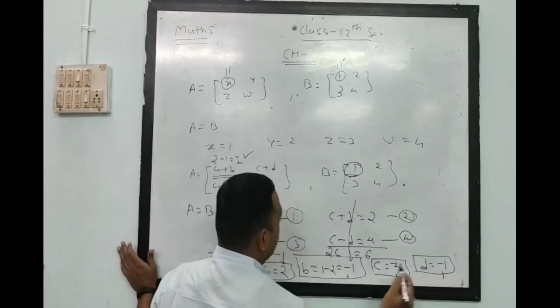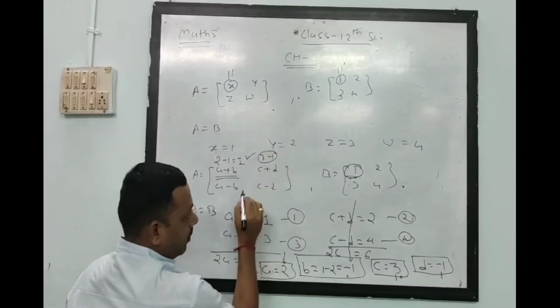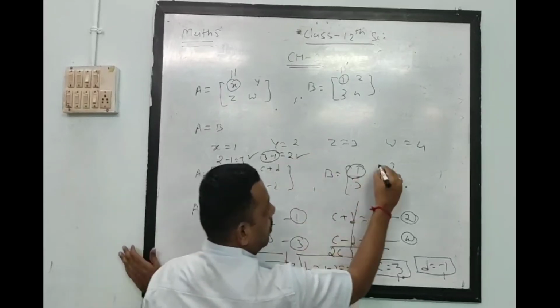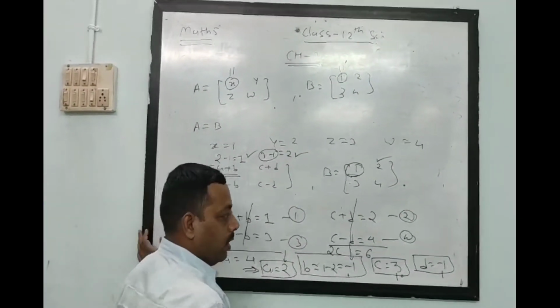C is 3, D is minus 1. So C is 3, D is minus 1. If I do the subtraction, we get the answer 2. Here also 2. This way you can cross check your answer also. Okay.